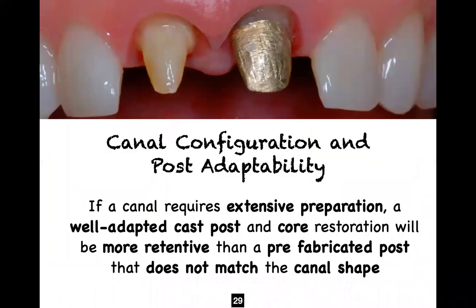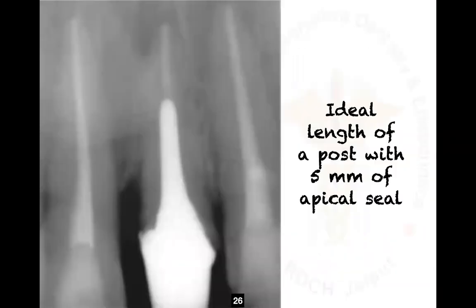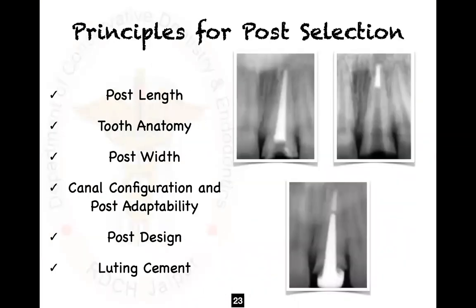Let's move on. The third one is canal configuration and post adaptability. I hope you're able to relate. हम discuss क्या कर रहे हैं in the first place. We're discussing principles for post selection. You will not just randomly select a post कि ठीक है ये आ जाएगा ये adapt हो जाएगा. All these principles should be checked. You should have a checklist, check, and then you'll be like, okay, this is how I design my post.